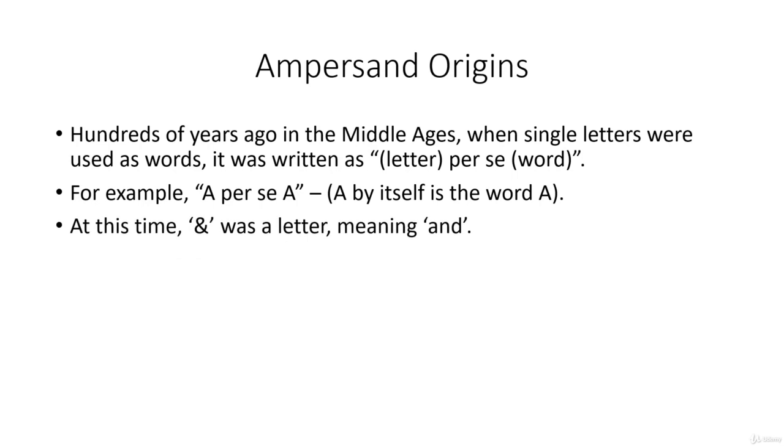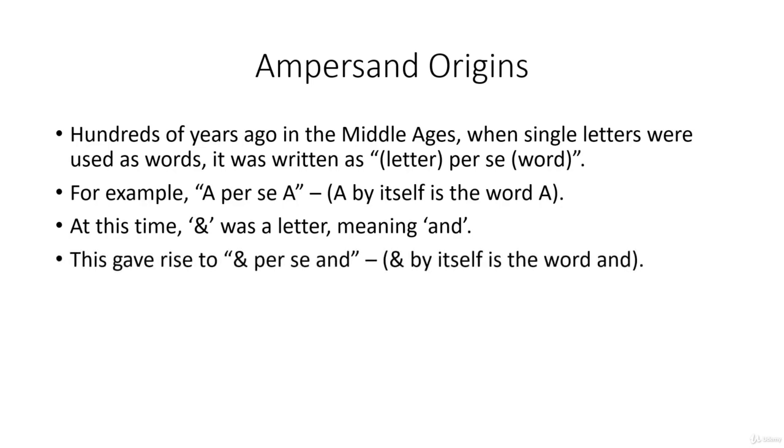And at this time, this symbol was a letter meaning and. It was the letter and. So this gave rise to and per se and, meaning and by itself is the word and. And this and per se and slowly morphed into the ampersand that we know and use today.